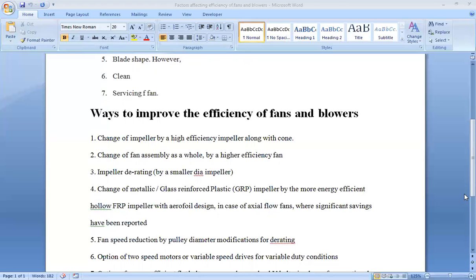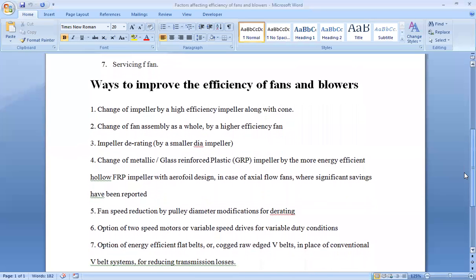So it is the important point to replace the metallic blades by glass reinforced blades. Then the second point is, it is a more energy efficient blade.